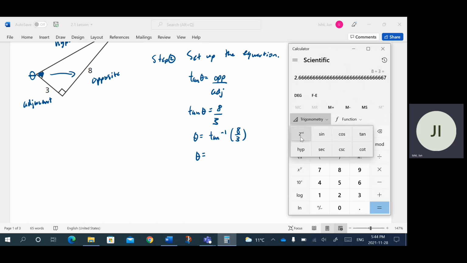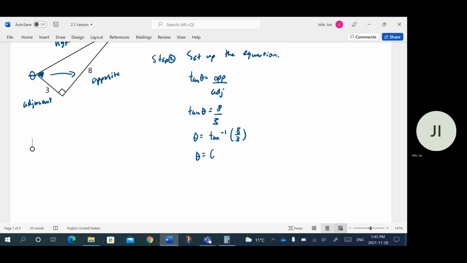Notice that when I don't have the shift clicked on, it's just tangent. When I click this in, it says tangent inverse. This is what I want. I'm going to hit that, and this value here is the actual angle. So it's going to be 69.4 degrees. So the measure of that angle turns out to be 69.4 degrees.